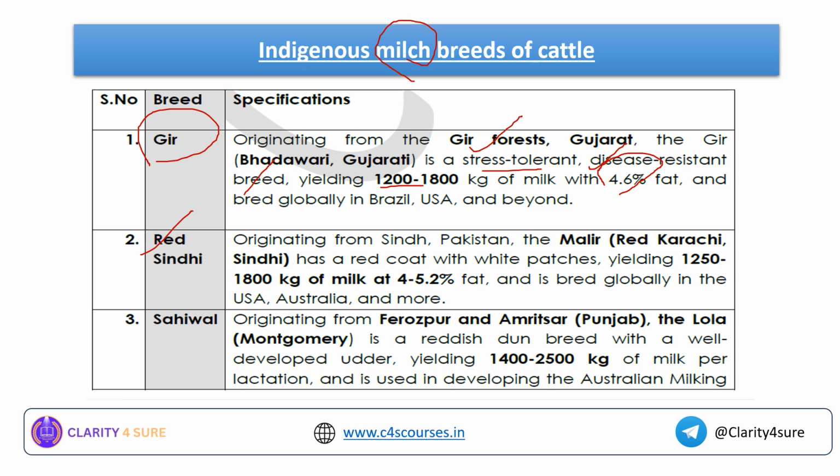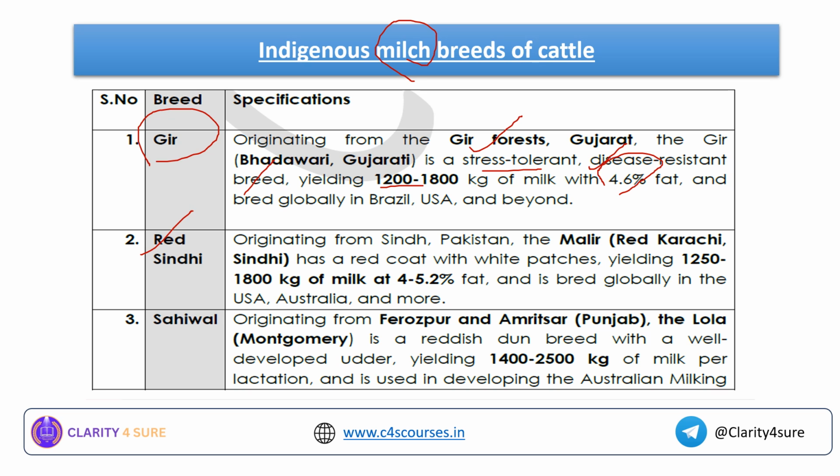It is also known as the Malir, also known as the Red Karachi or Sindhi. So you might have a question in your examination just describing the specification of this particular breed. For example, which of the following is also known as the Red Karachi or Malir? So the answer would be Red Sindhi.